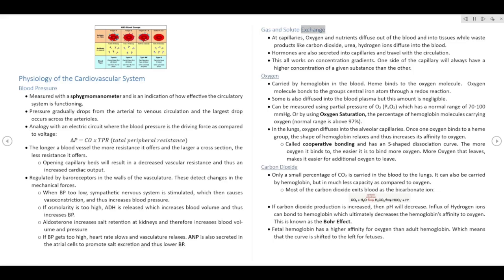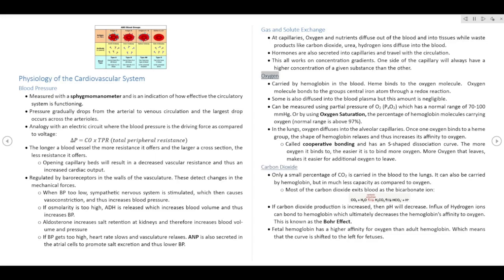Gas and solute exchange. At capillaries, oxygen and nutrients diffuse out of the blood and into tissues, while waste products like carbon dioxide, urea, and hydrogen ions diffuse into the blood. Hormones are also secreted into capillaries and travel with the circulation. This all works on concentration gradients. One side of the capillary will always have a higher concentration of a given substance than the other.